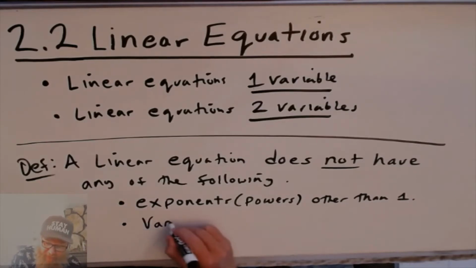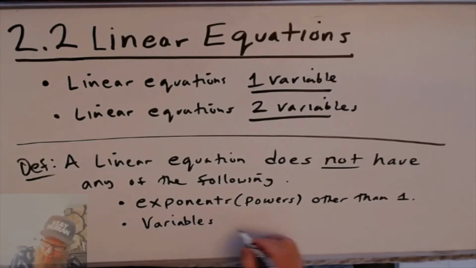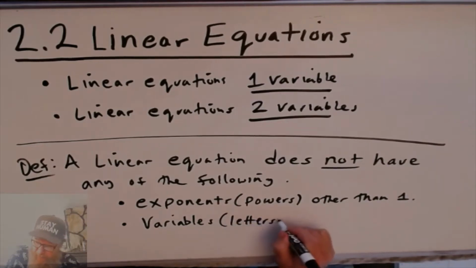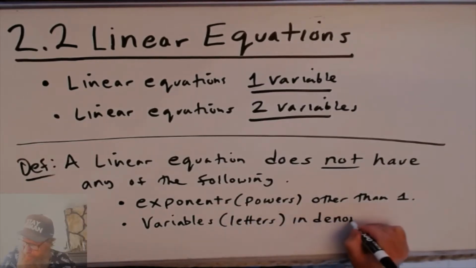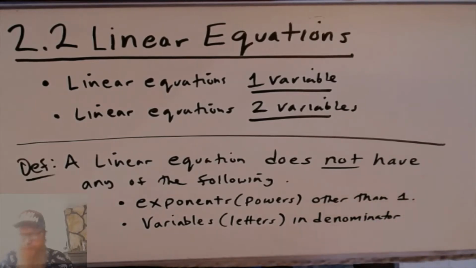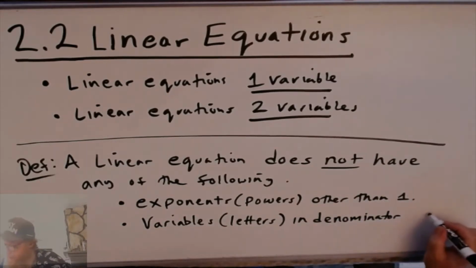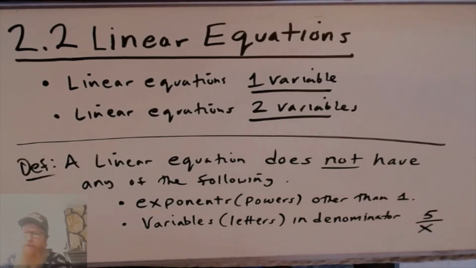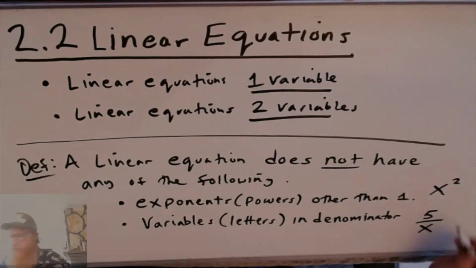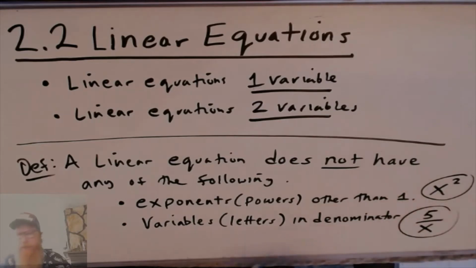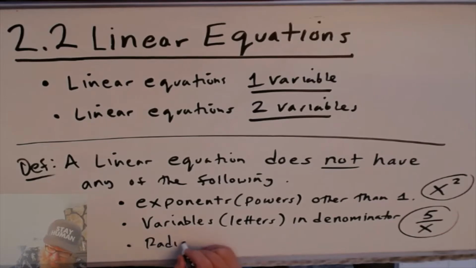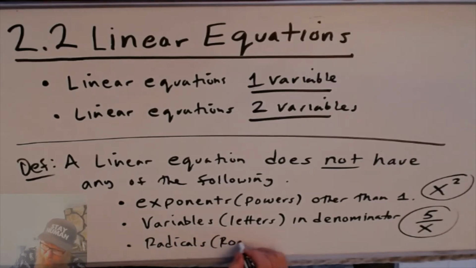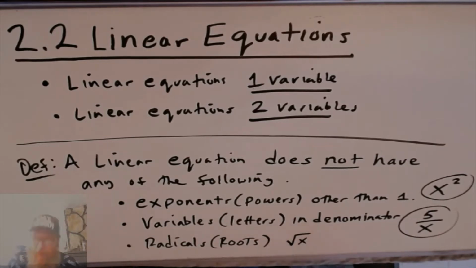You will never see variables, in other words, letters, in the denominator. So if you see something like a variable in the denominator, that is not a linear equation. If you see an exponent other than 1, like x squared or something like that, that would not be a linear equation. It also doesn't have any radicals, also known as roots, such as a square root or a cube root or something like that.